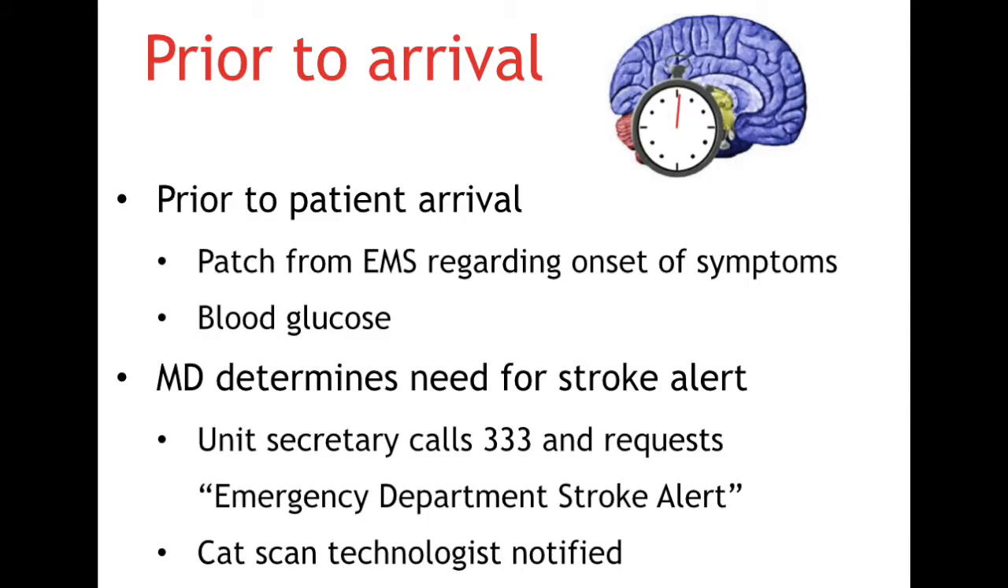The emergency physician will determine the need for a stroke alert to be called. If so, the unit secretary will call 333 and request an emergency department stroke alert. At this time, the CAT scan department will be notified so they can arrange to take the patient for imaging as soon as possible.